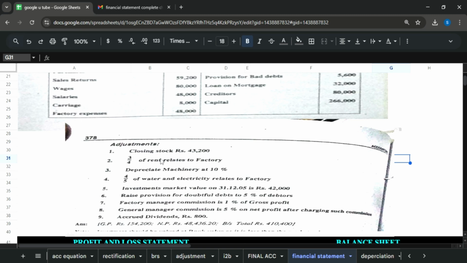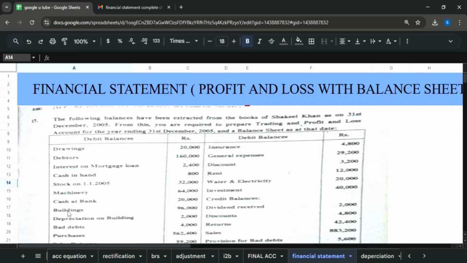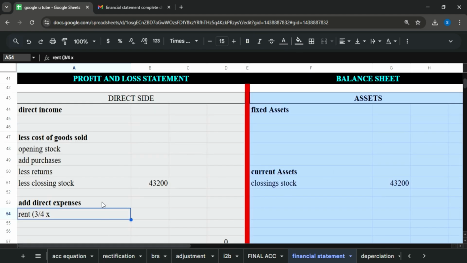Now second is 3/4 of the rent related to factory. Very interesting. You know that direct side is related to factory, so over here you will write rent for the first time because it is said that 3/4 is factory rent. So 3/4 multiplied by total amount of rent. Now we will be looking for the rent. Here on the debit side it should be present. Okay, we have got rent 12,000. So what you will do, you will take 3/4 of 12,000 amount.